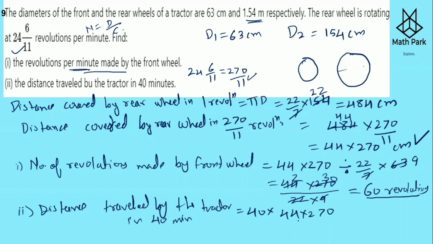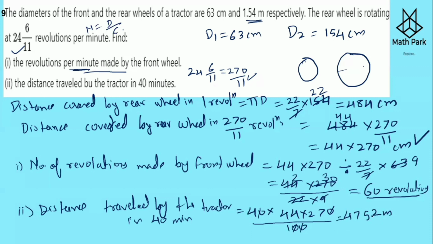This is in centimeter. So to convert into meter, we will divide by 100. So dividing by 100, we get this as 4 times 44 multiplied by 27. Find the product of this. 4 into 44 is 176. 176 multiplied by 27, we get 4752 meter is the distance covered.